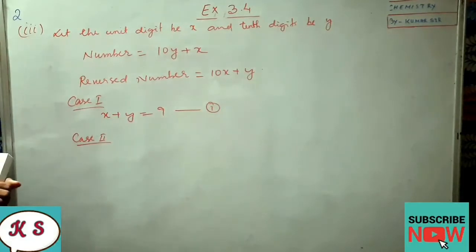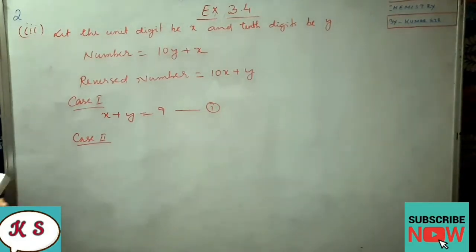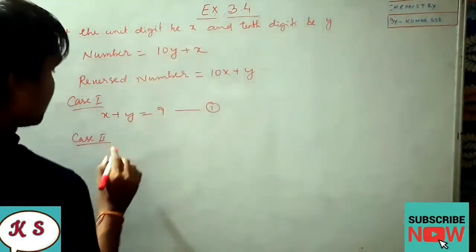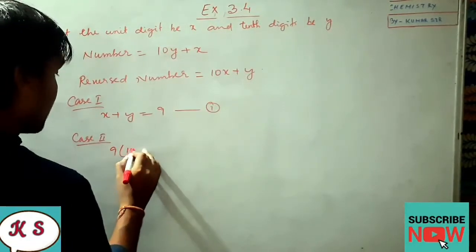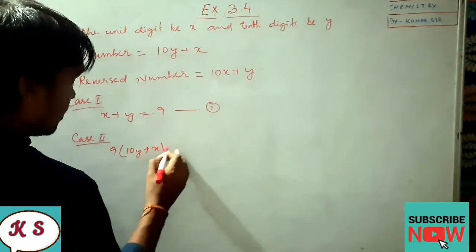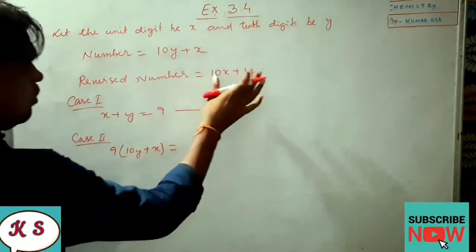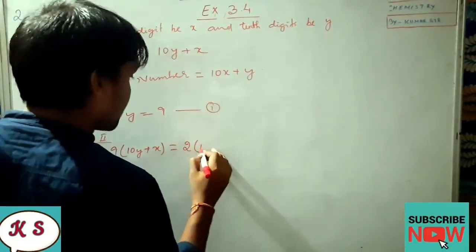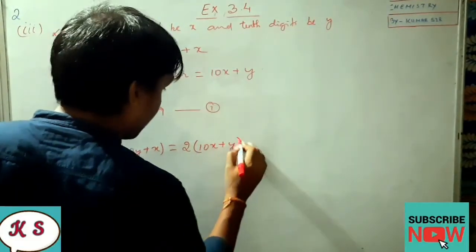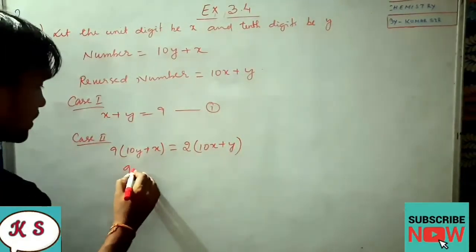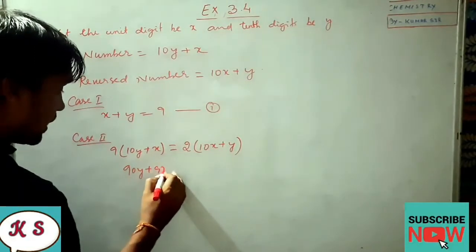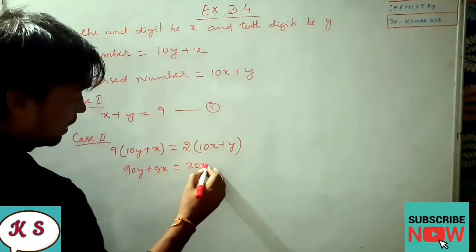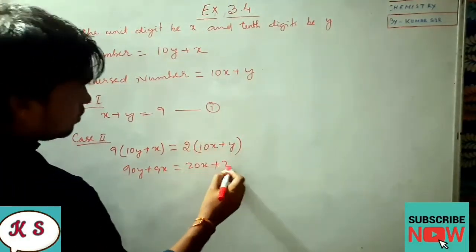Now case 2, what are they telling? 9 times the number is twice the number obtained by reversing. 9 times the number. So this is the number, 9 times. So 9 into 10y plus x equal to twice the number obtained by reversing. This is the number obtained by reversing, so 2 times 10x plus y. So multiply it, it will give us 90y plus 9x, and this one will be 20x plus 2 into y, 2y.